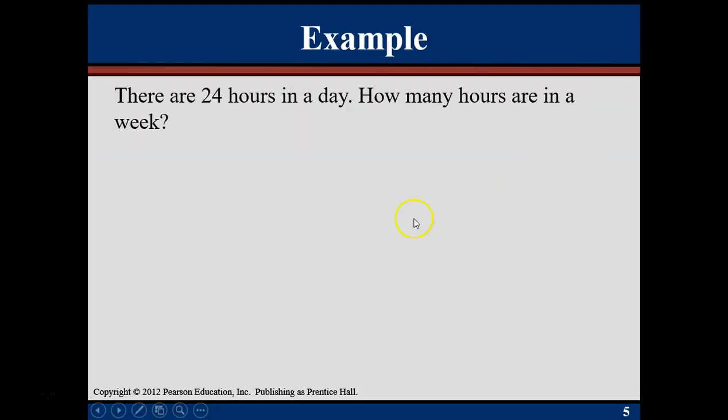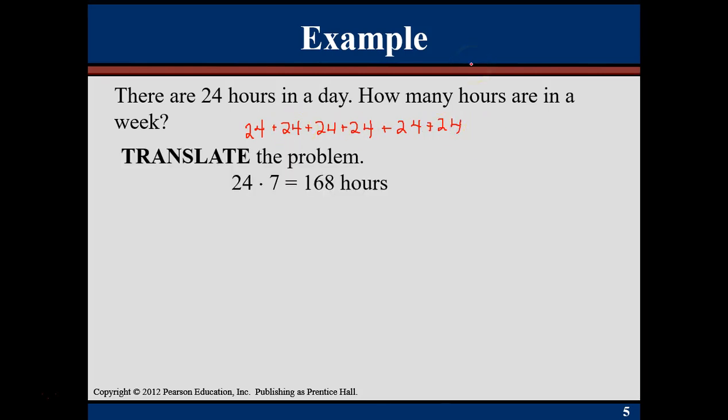There are 24 hours in a day. How many hours in a week? Well, if there's 24 hours in every day and I want a whole bunch of 24s, I can say 24 plus 24 plus 24 and add up 7 of them, or I can say 24 times 7. If you want a fast way to add, that's multiply.